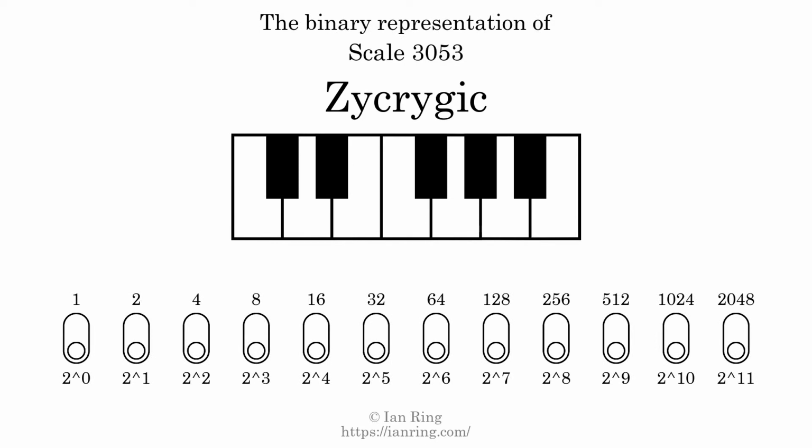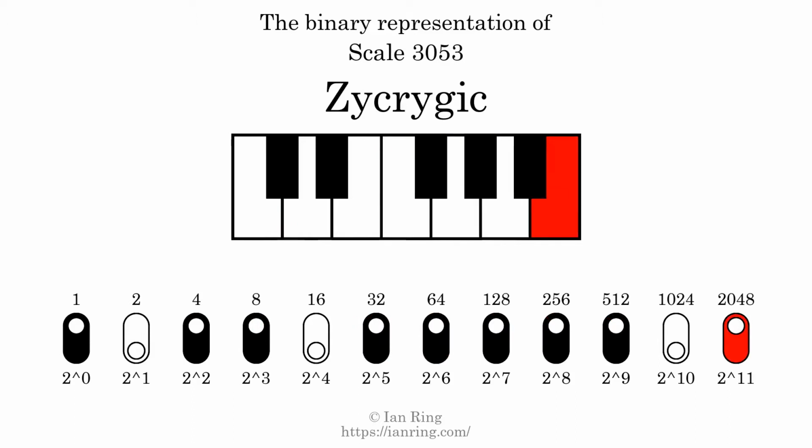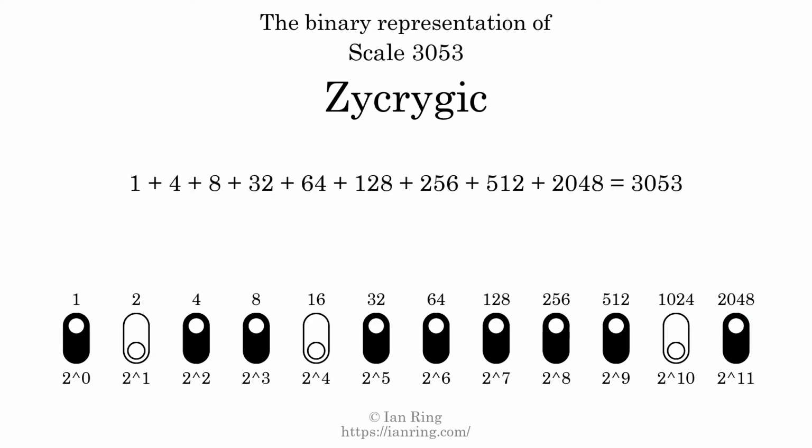The binary representation of this scale is determined by mapping tones of the scale to binary digits. Each binary digit represents a power of 2. To get the scale number, we add the powers of 2 together. The powers of 2 that are present in the scale, all added together, equals 3053. That is why the scale number, in decimal, is 3053.